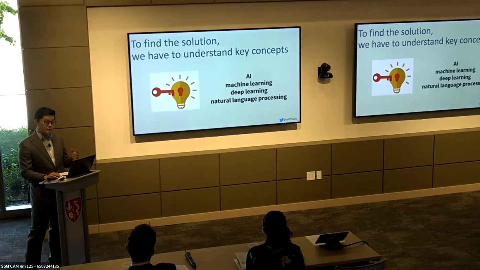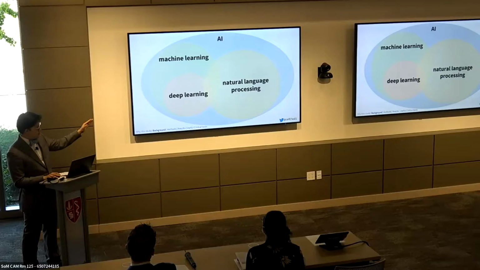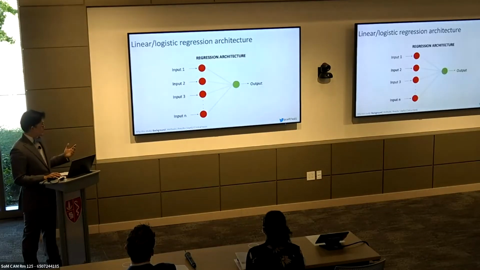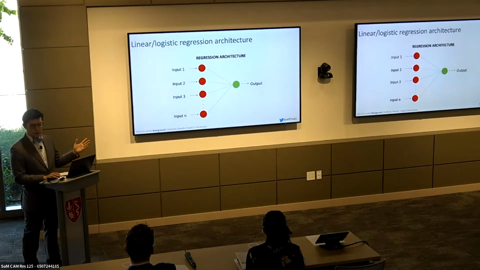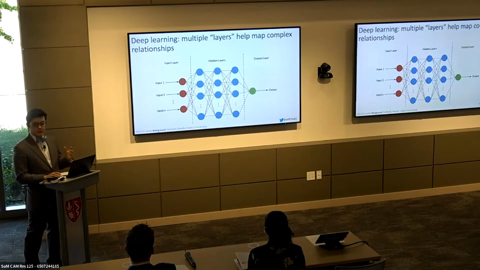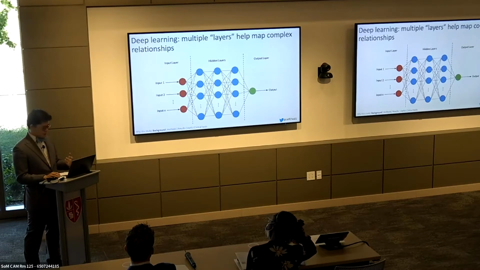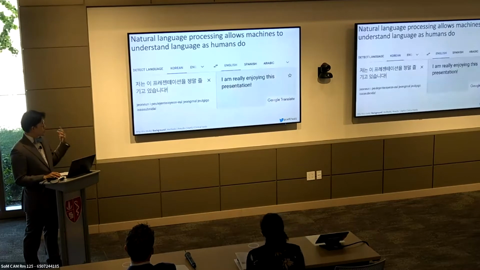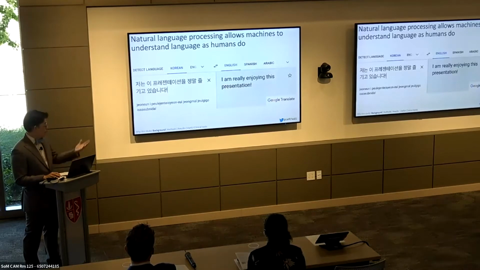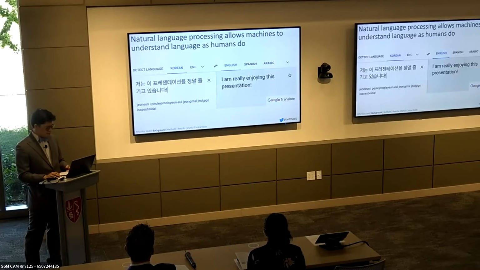So our solution to this problem lies at the intersection of deep learning and natural language processing. So what's deep learning? We're all familiar with general regression architecture, where a series of inputs directly map to an output. In deep learning, there's just a bunch of hidden layers in between, and these hidden layers facilitate mapping more complex relationships, thereby often making more accurate predictions. And natural language processing is a process that allows machines to understand languages as humans do. Google Translate is an example.